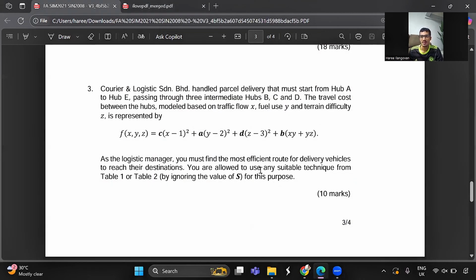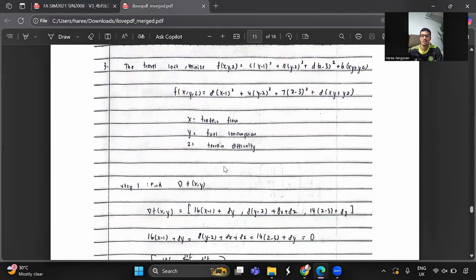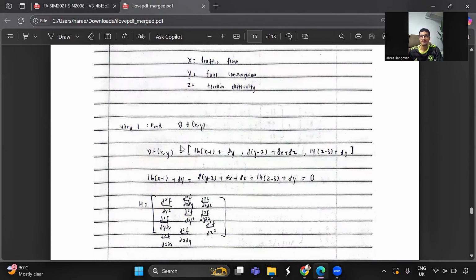So since I was allowed to use any suitable technique from table 1 and table 2, I chose to use the Newton method. So the first step in the Newton method, we calculate the gradient, and I did so over here. So the gradient with respect to x, with respect to y, and with respect to z is over here. And therefore, I equated all of them to 0 to find the stationary points. But as I can see here, this is not easy to calculate the stationary point, so I just left it like that and went to calculate the Hessian matrix.